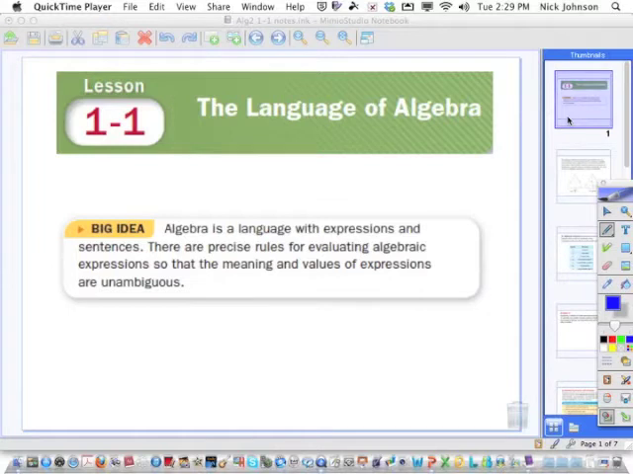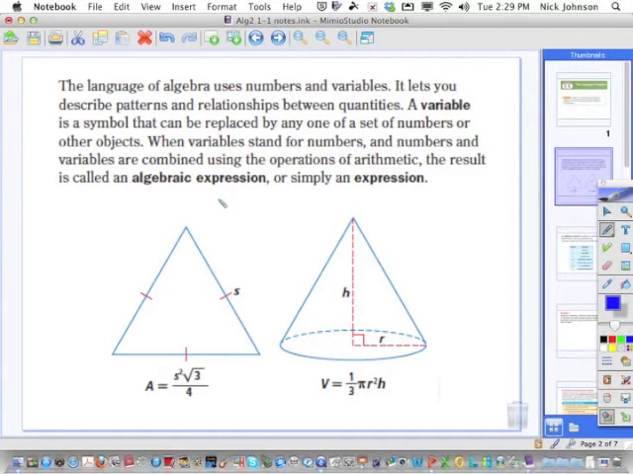You should all remember, please excuse my dear Aunt Sally, the order of operations. We're going to talk about a little bit of that. This is all just basic stuff that we learned from algebra that we're going to go over today. The language of algebra uses numbers and variables. It lets you describe patterns and relationships between quantities.